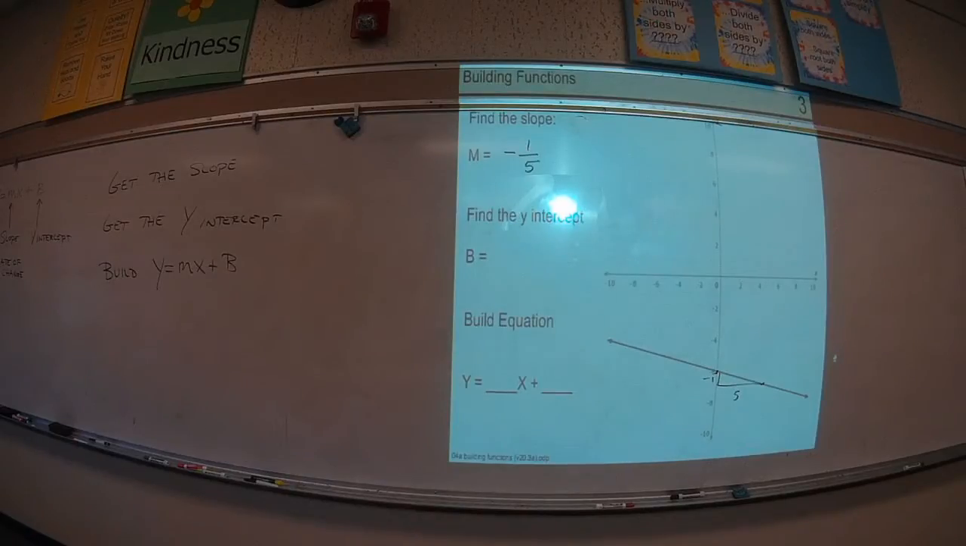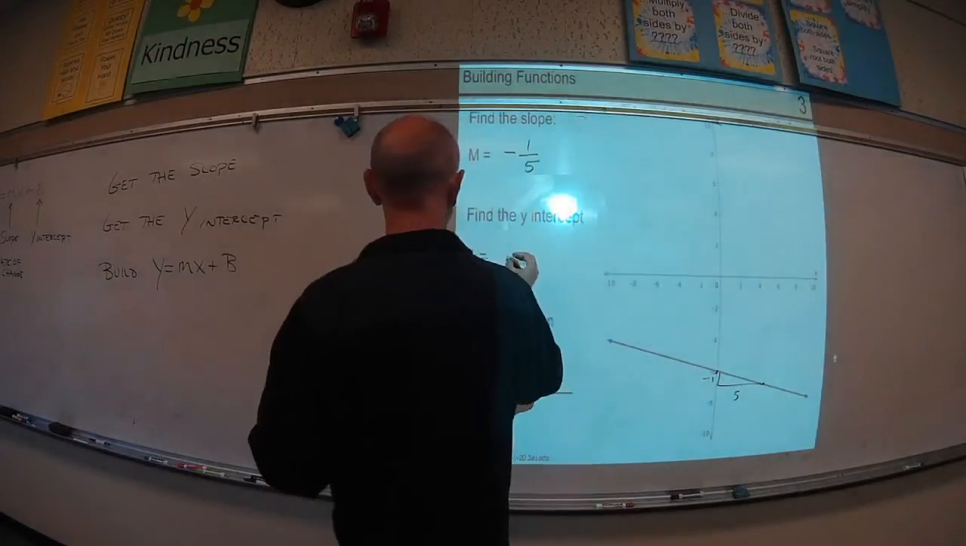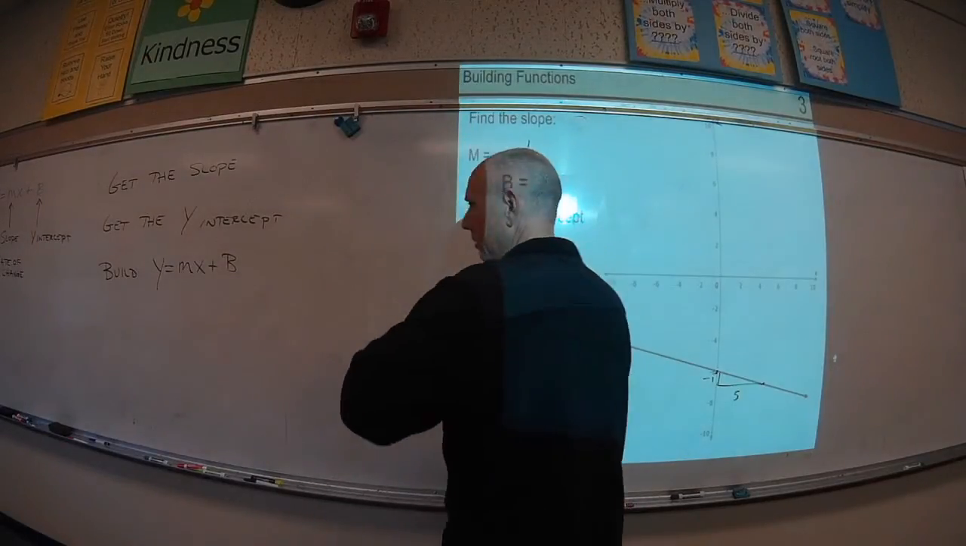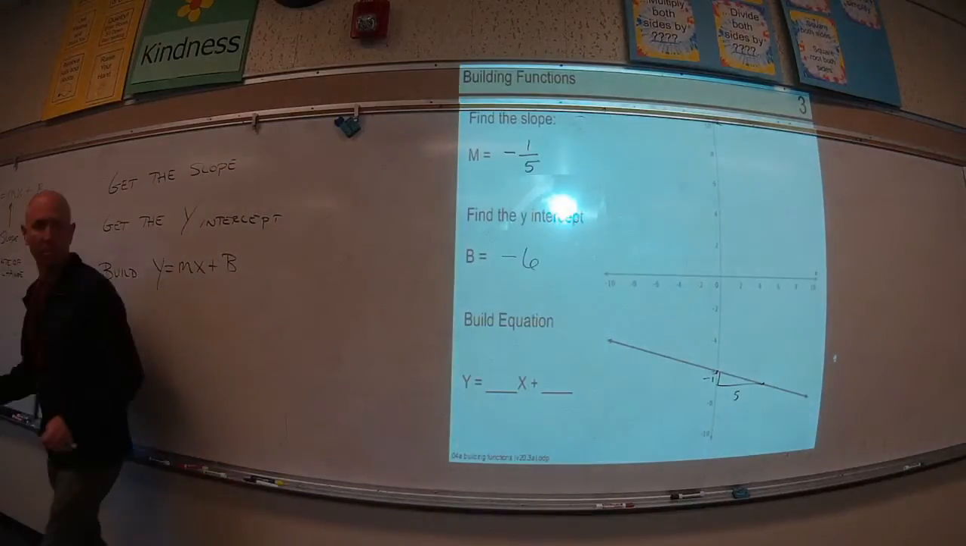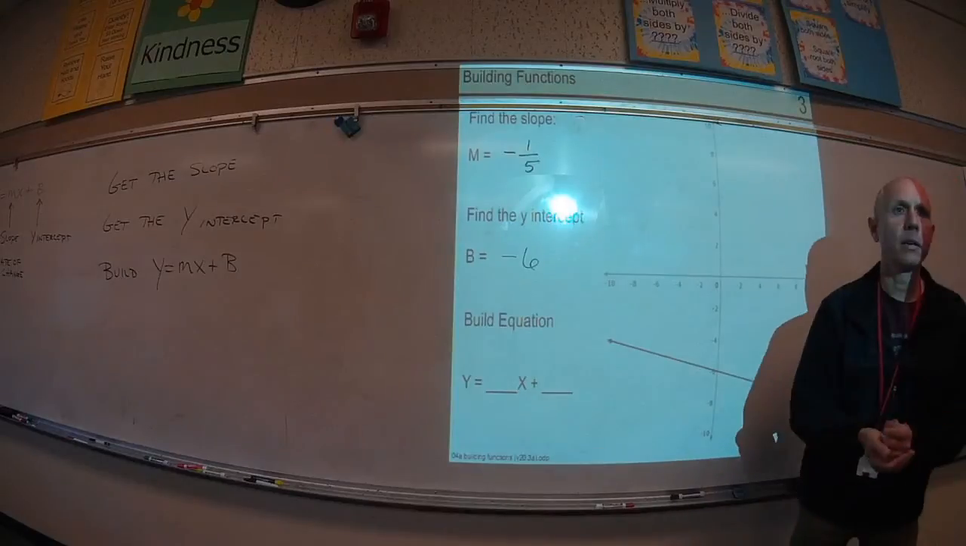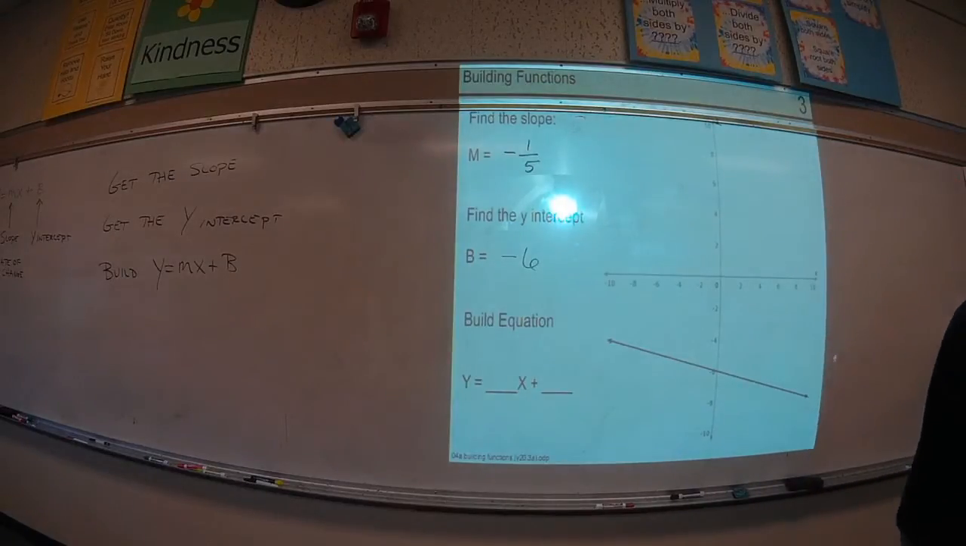Good. I've got it as a negative 6. Negative 6. Put it all together for me in an equation. I did that. You did that? Do it again. Put it together for me. There's my y-intercept, negative 6. Build me an equation.